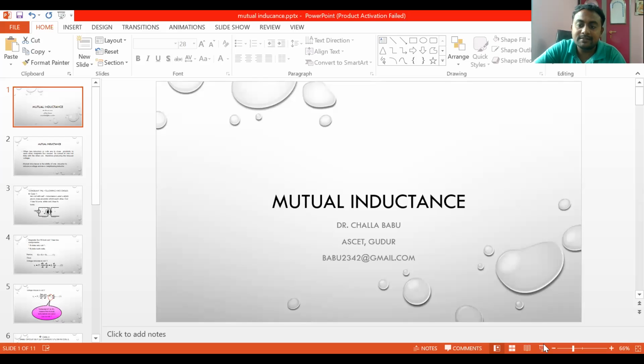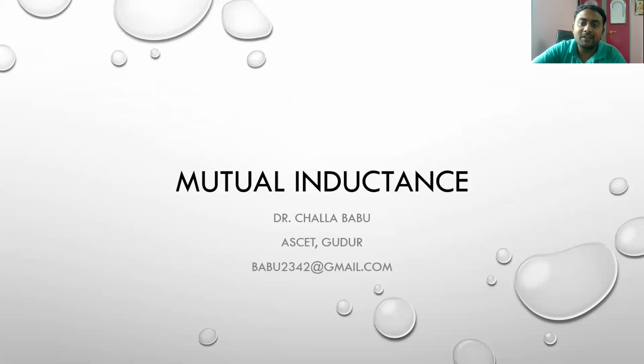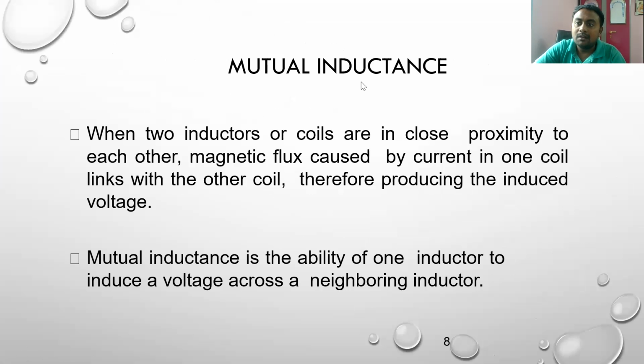In our last video, we discussed self-inductance. Today, we are going to discuss mutual inductance. The name itself shows that, because of current flowing through one coil, it causes EMF generation in another coil. That is what I am saying: mutual inductance is the ability of one inductor to induce a voltage across a neighboring inductor.